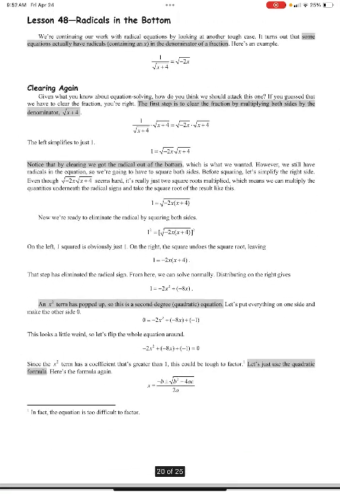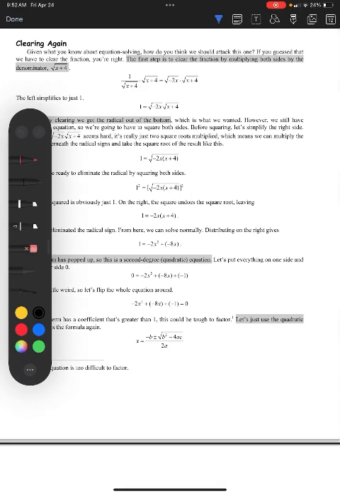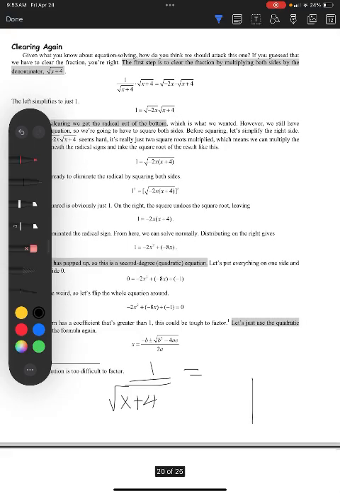All right, I think that's the last. Nope, we got one more. All right, radicals in the bottom. All right, how do we solve this one? So for these ones, I have some room down here. So for this one, if we have a situation like this where we have 1 over square root of x plus 4 equals square root of negative 2x.